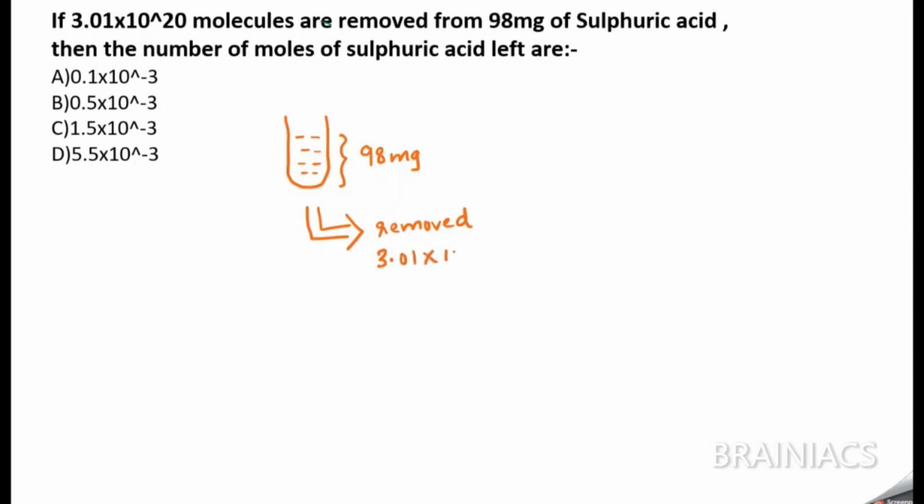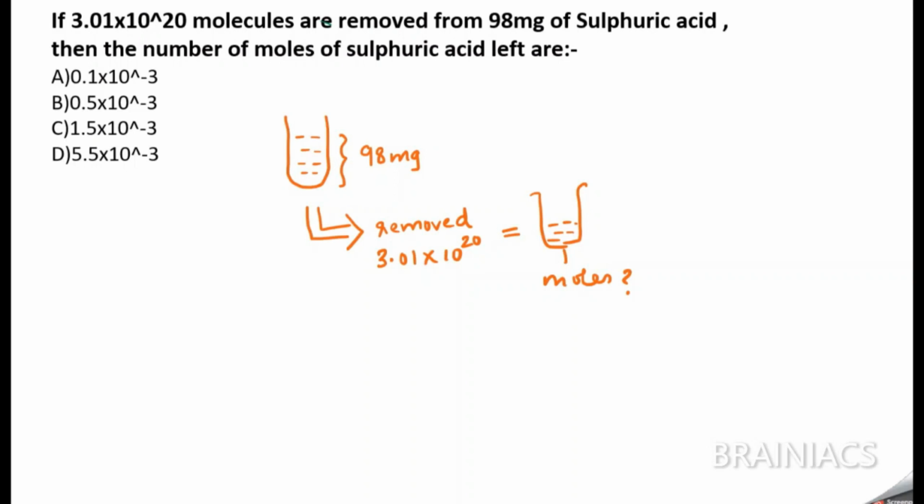3.01 into 10 power 20 sulfuric acid is removed. Now after removing, you will have some sulfuric acid left behind, correct? So they are asking you how many moles of sulfuric acid are left behind. What is the idea? It is very simple. Suppose you have 5 liters of milk. Somebody has taken 3 liters of milk and they are asking you how many liters of milk are left behind. Very easy, right? 5 minus 3, 2.